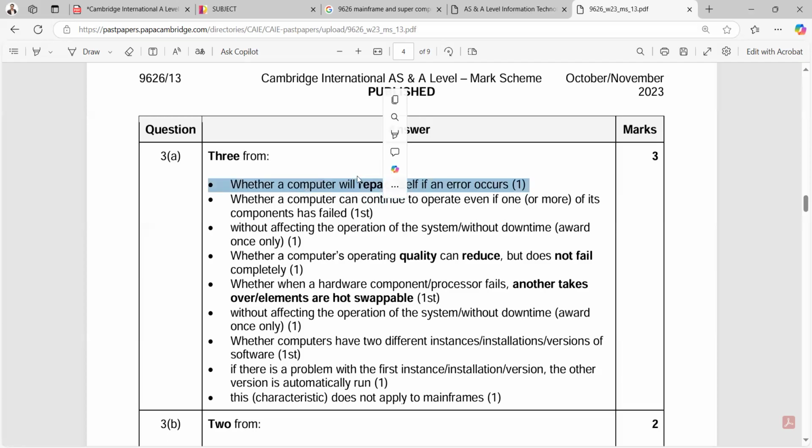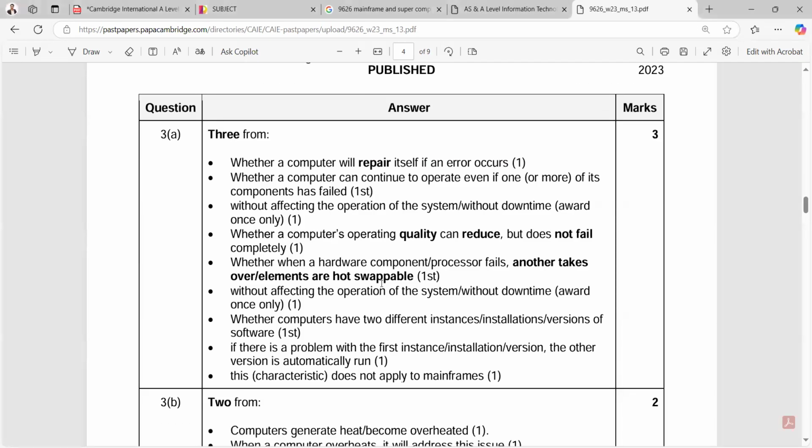Whether a computer can continue to operate even if one or more components have failed, without affecting the operation and without any downtime, or whether the computer's operating quality can reduce but will not fail completely. So new hardware components, processors that failed, or other elements are hot swappable without operation downtime. The computers have two different installations or versions of the software. So if you have a problem with one part, you can move on to the next part. This is for your fault tolerance.